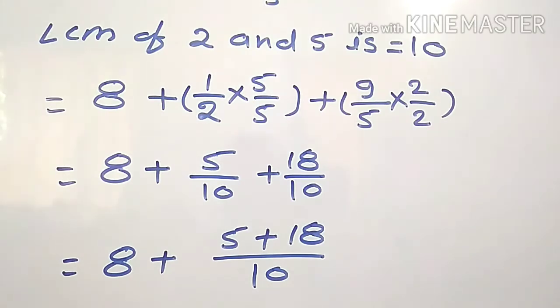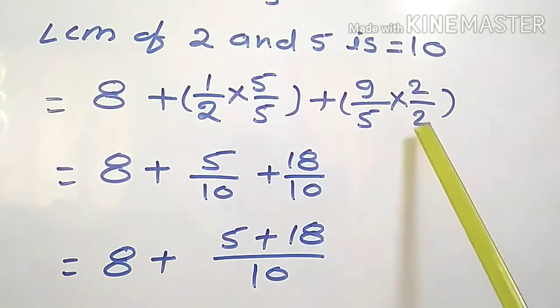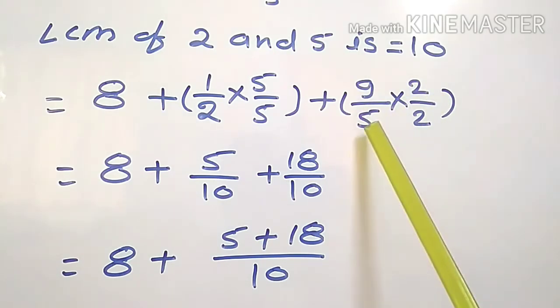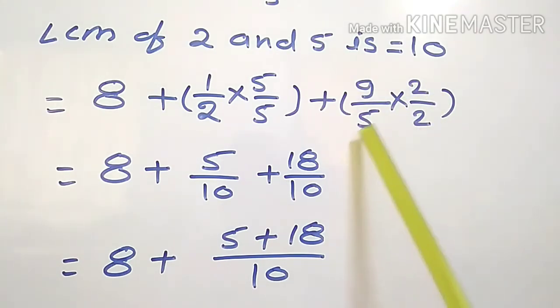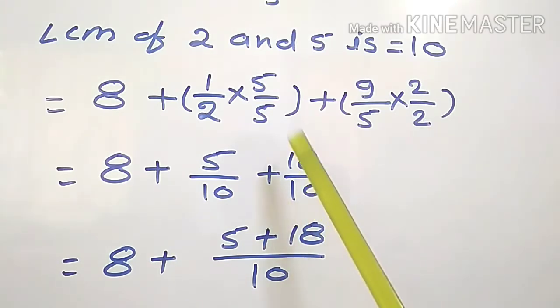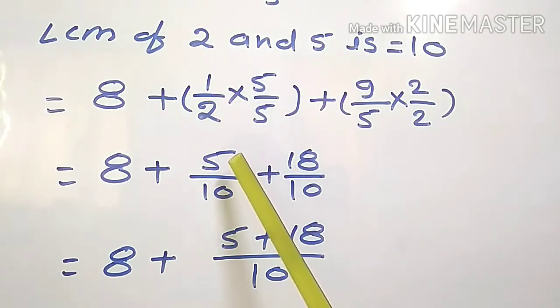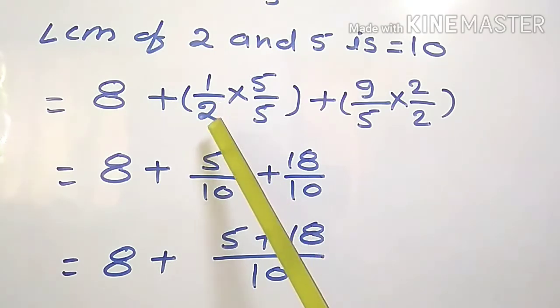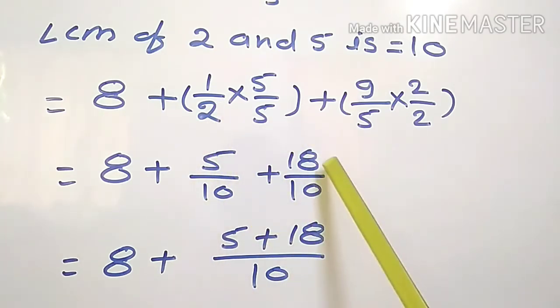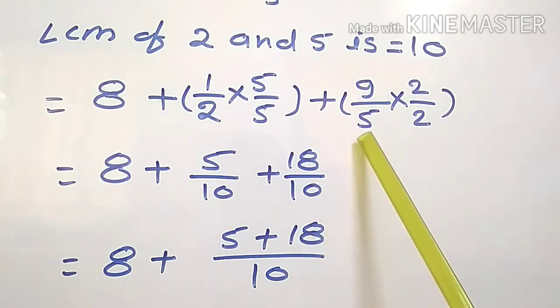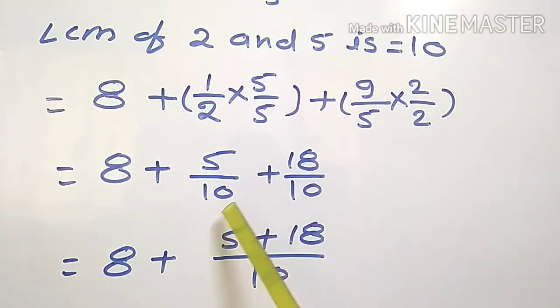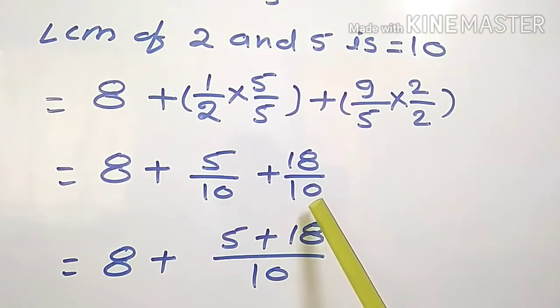So multiply the numerator and denominator of the first fraction, 1 by 2, by 5 so that the denominator becomes 10, and multiply the numerator and denominator of the second fraction, 9 by 5, by 2 so that the denominator becomes 10. 5 into 1 is 5, so 5 by 10 is the equivalent fraction of 1 by 2, and 18 upon 10 is the equivalent fraction of 9 by 5. Now these two are like fractions.